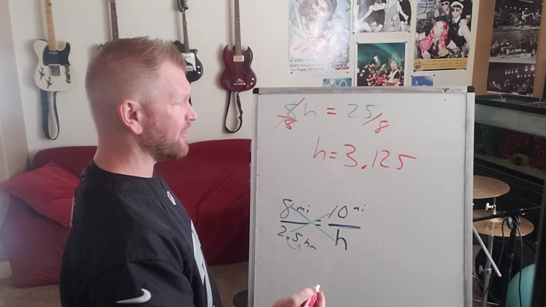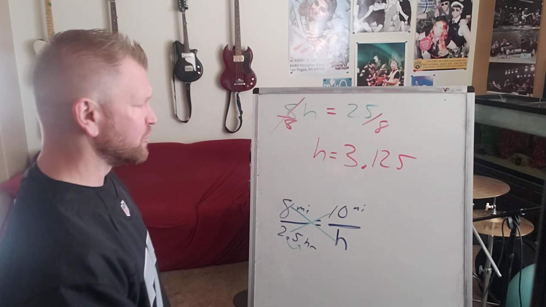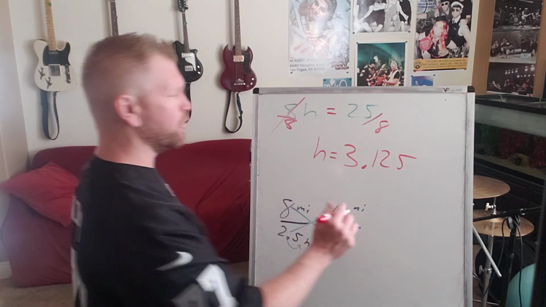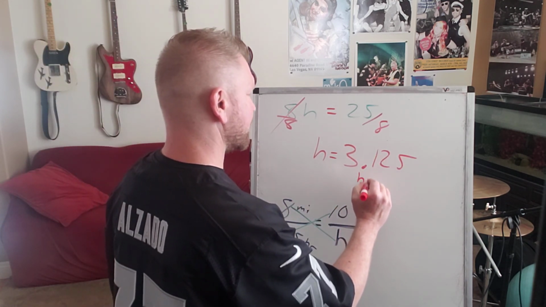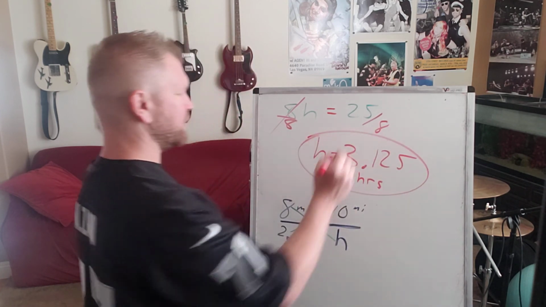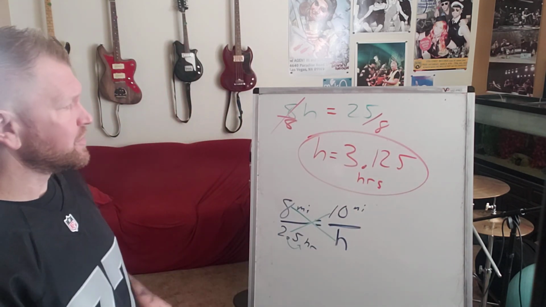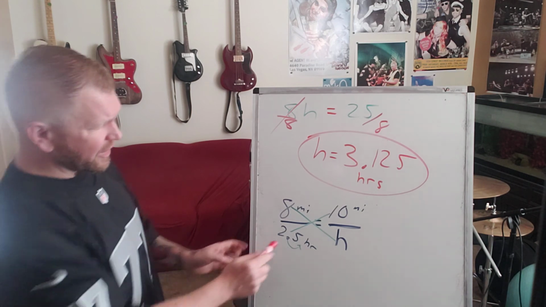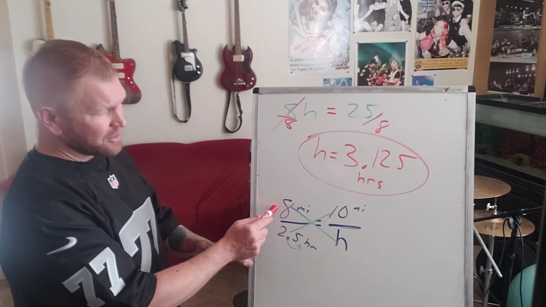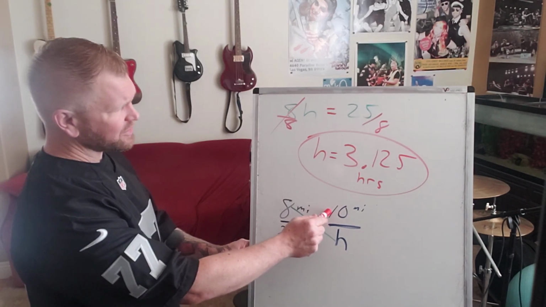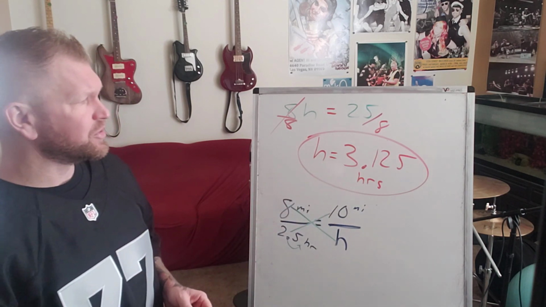Now, 3.125 what? Remember, we're trying to figure out how many hours, so it's 3.125 hours. And that's how long it would take Lisa to walk 10 miles. So again, it takes 2.5 hours to go 8 miles, but if you want to go a little farther to 10 miles, it's going to take a little bit longer than 3 hours to do that.